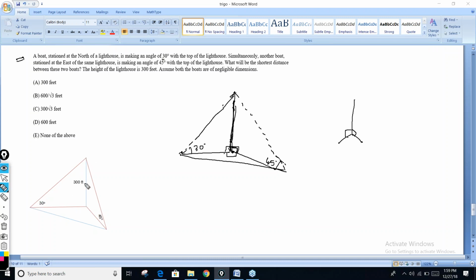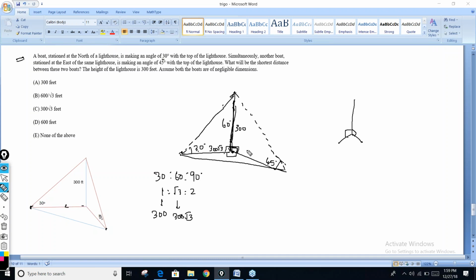You can see the figure here. That is the lighthouse. This is one boat. That is a second boat, which is making an angle of 45 degrees. We need to find out the distance between these two boats. That is the question. So again, I'm going to use a 30, 60, 90 triangle, where the side is given as 300. If I use the 30, 60, 90 triangle, I'll directly get the values. For this 30 degree, the ratio is 1 is to root 3 is to 2. The side in front of 30 degrees is given as 300, so the side in front of 60 degrees will be 300 root 3. We need this side, so we get 300 root 3.